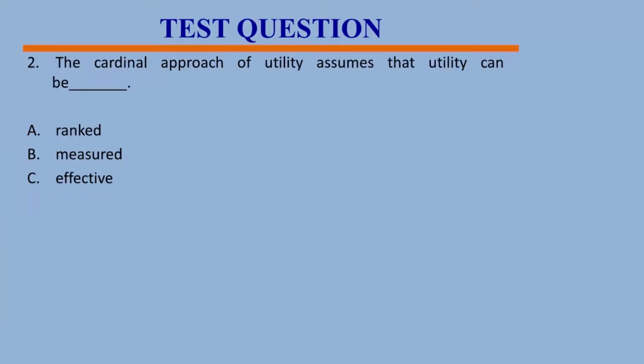Question 2. The cardinal approach of utility assumes that utility can be dash. A, ranked. B, measured. C, effective. The correct answer to this question is B, measured.